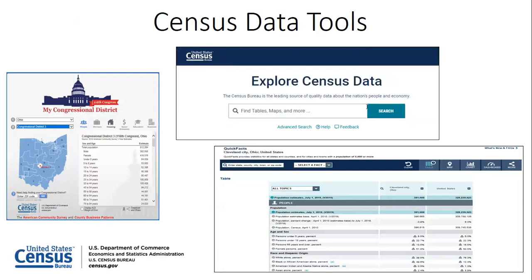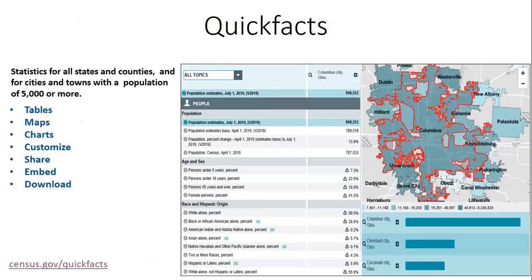Now I'd like to show you and demonstrate some of our census data tools that are available on our census website. First, I'd like to show you Quick Facts. Quick Facts is an easy-to-use application that provides tables, maps, and charts of frequently requested statistics from the many Census Bureau censuses, surveys, and programs. Quick Facts provide data all the way down from the nation to cities and towns with populations of 5,000 or more.